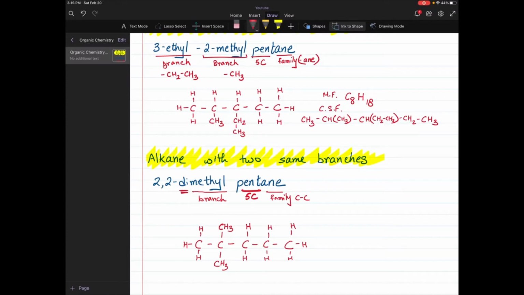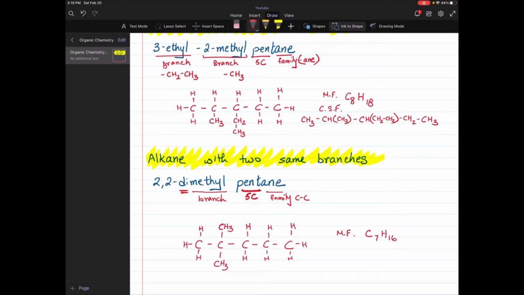Right? And the molecular formula, MF, for this one would be, again, carbons. I have 1, 2, 3, 4, 5, 6, 7 carbons. So the number of hydrogens I will have is 16. Okay, so I have 7 carbons and 16 hydrogens.